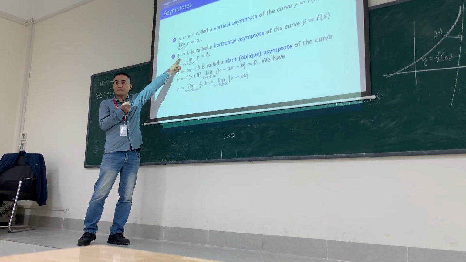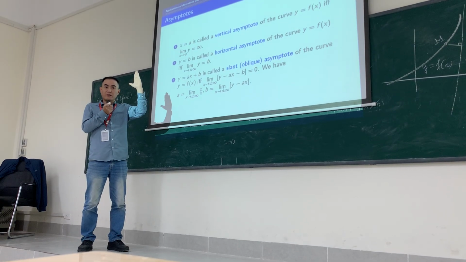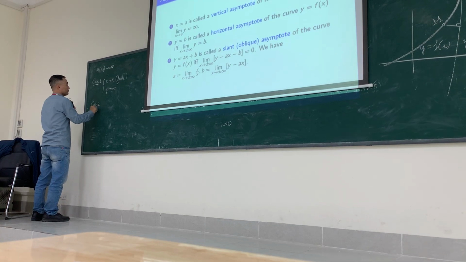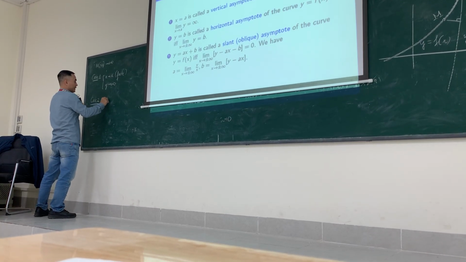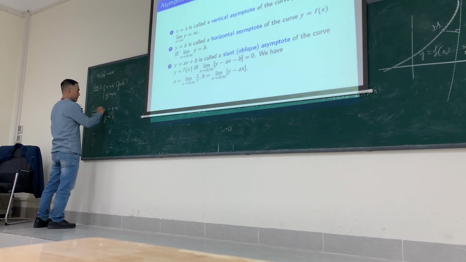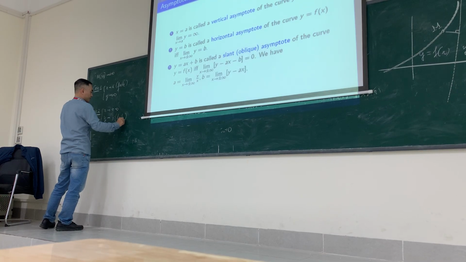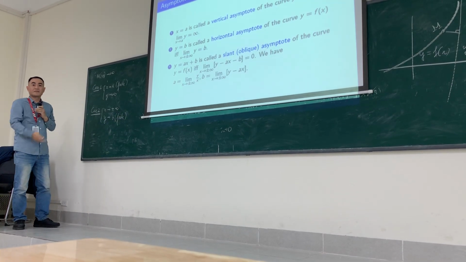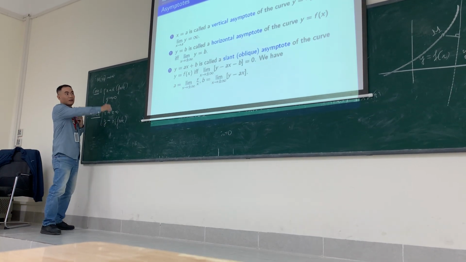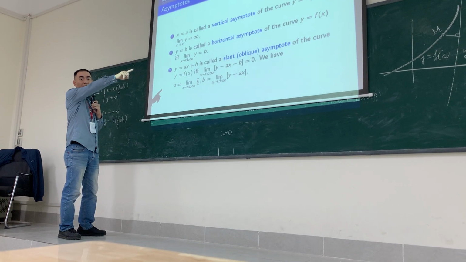Vertical asymptote. Case 2: x tends to plus or minus infinity, y tends to b, where b is finite. In this case, we have the horizontal asymptote y equals b.